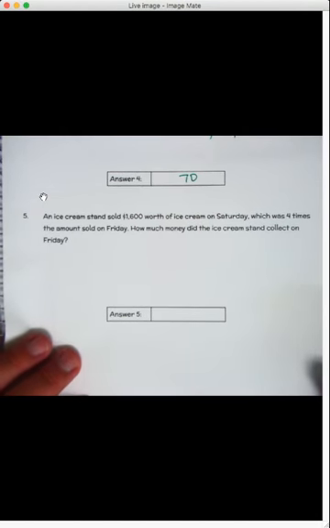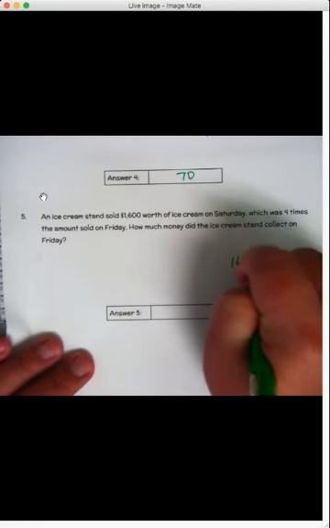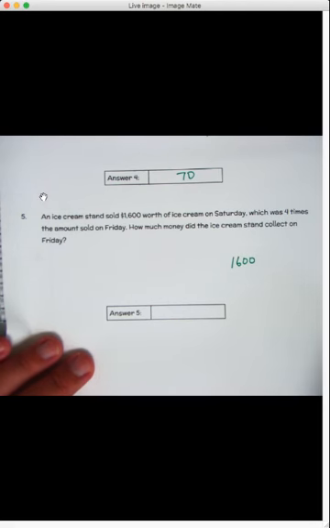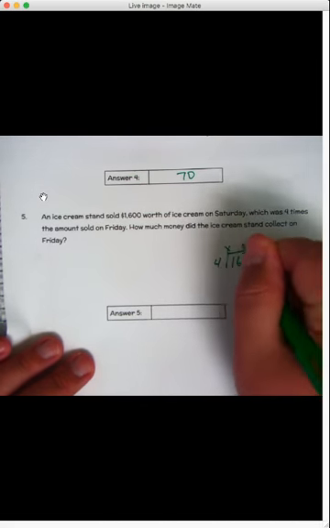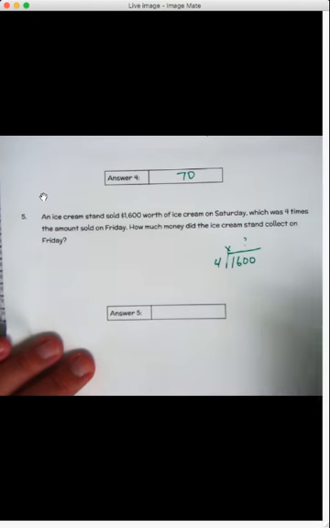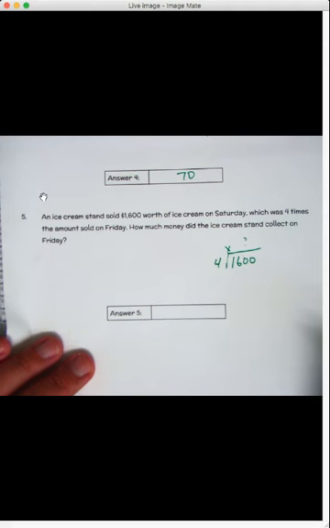Number 5, an ice cream stand sold $1,600 worth of ice cream on Saturday, which was 4 times the amount sold on Friday. How much money did the ice cream stand collect on Friday? So Saturday, they got $1,600 worth of ice cream sold. And that's 4 times as much as what they sold on Friday. So 4 times what is what we're trying to figure out. Gives me 1,600. So we divide 1,600 by 4.